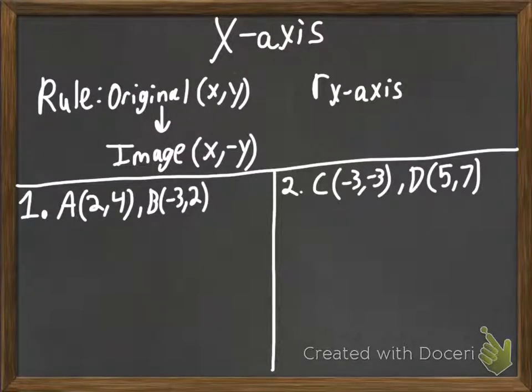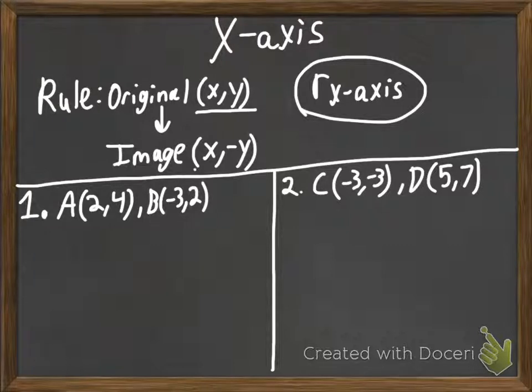So let's start with the x-axis, starting at the top with the rule. If your original is at x, y, the image you can figure out by taking that original and making it x, opposite of y. Now that doesn't mean that y just becomes a negative. It means that whatever y is, it changes. So our x stays the same and our y is changing signs. And one way you can see this written is little r x-axis. That's to say, reflect over the x-axis.